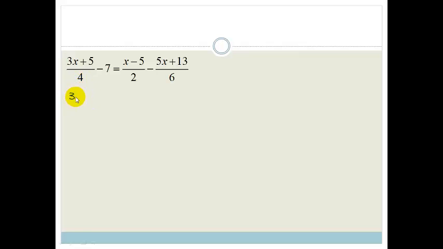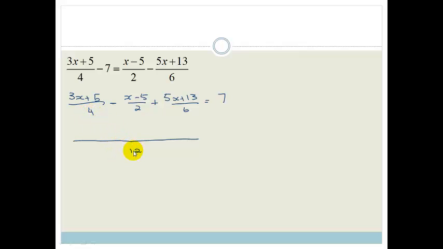So we've got 3x plus 5 over 4 minus, because I'm taking this to the other side, so it becomes minus x minus 5 over 2 minus, when you take it across the equal sign, becomes a plus 5x plus 13 all over 6, and it equals 7. Now, if we look at this again, we can see the smallest number that 4, 2, and 6 can go into is again 12. So we're going to put a common denominator of 12, a lowest common denominator.